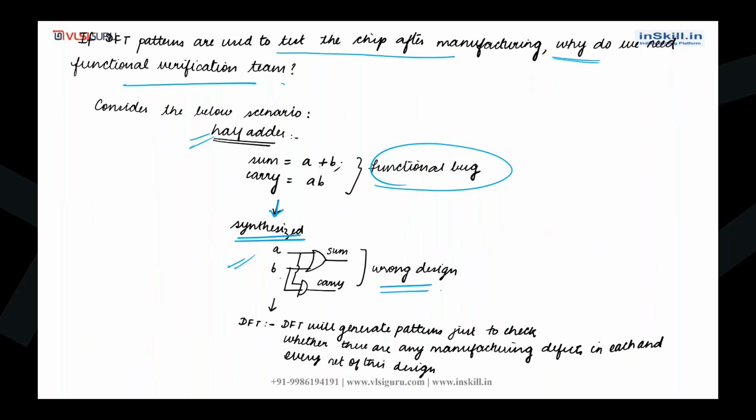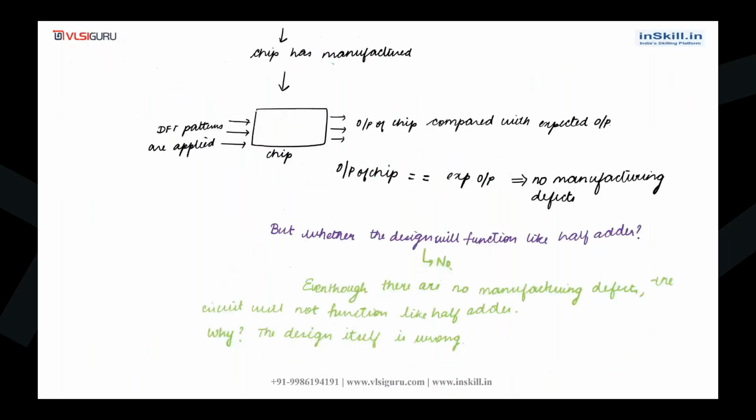And then this is what will be given to the DFT team. And the DFT team will be generating the patterns just to check whether there are any manufacturing defects in each and every net of this design. And after this, the chip has got manufactured.